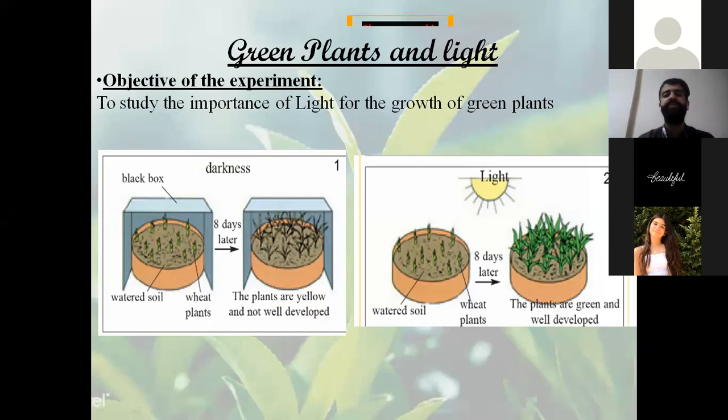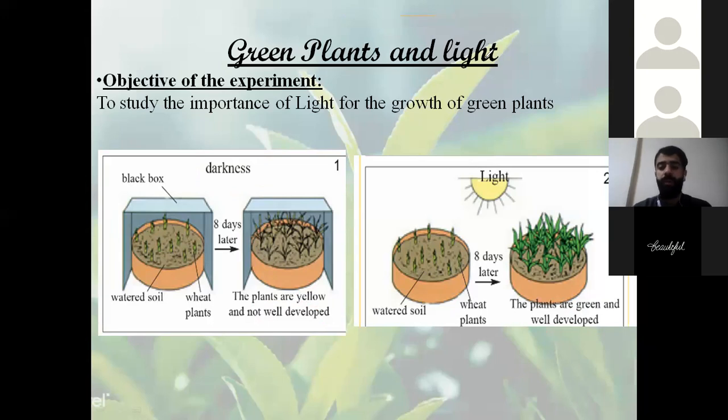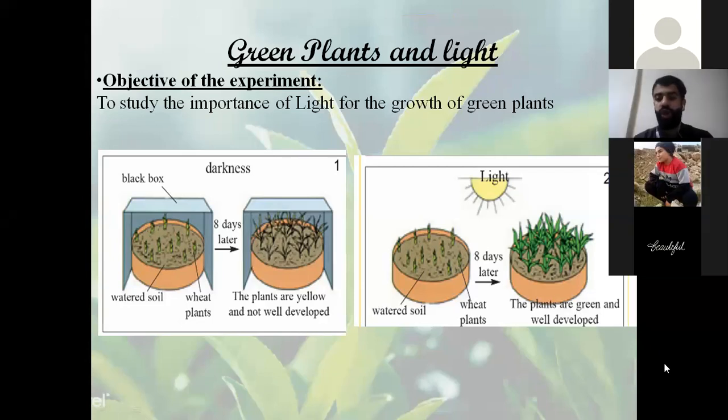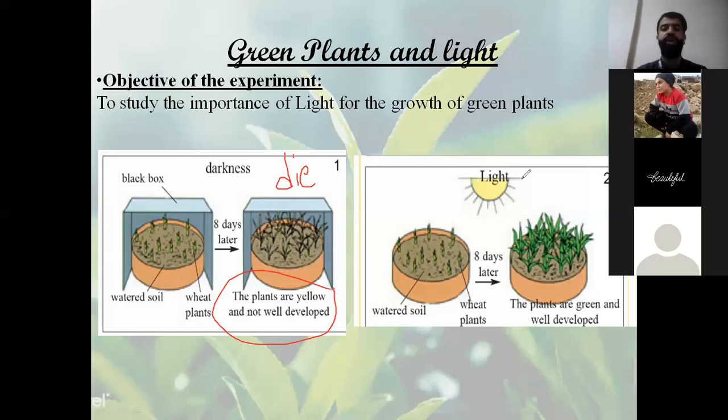So here, who can give me the conclusion? Yes, Hassan, what can you conclude here? That green plants need light to grow. Excellent. So the green plants need light to grow well and to grow green. That's why in the darkness, they are yellow and not well developed and they will die at the end, while in the presence of light, they grow well and grow green and are well developed.